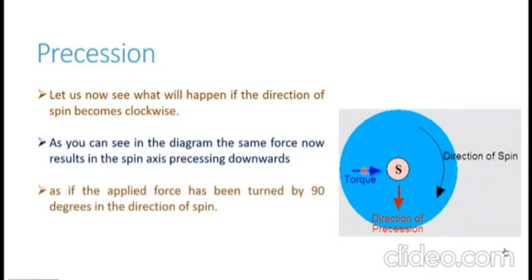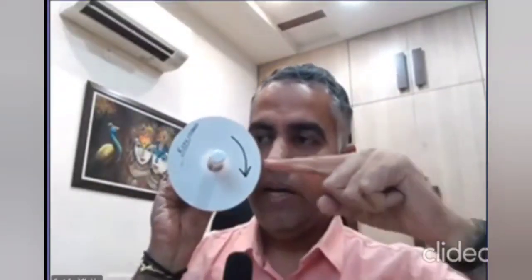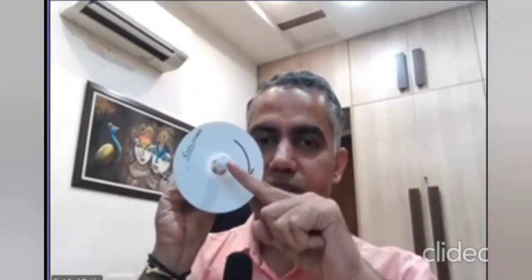As if the applied force has been turned by 90 degrees in the direction of the spin. The blue vector shows the force applied. The red or brown vector shows that it gets turned in the direction of spin by 90 degrees and the rotor starts to move upwards. I apply a force like this. It gets turned 90 degrees in the direction of spin. The rotor tilts upwards. I apply a force like this. The rotor tilts upwards like this. This is precession.